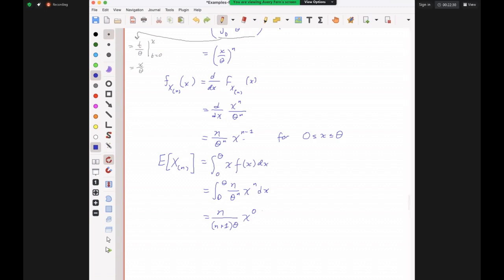Does this make sense? Oh, sorry, I wrote x to the theta. Theta to the n, sorry, n plus 1. And then we can combine like terms here. Oh, sorry, no. This should be theta to the, there we go. And so then we have n over n plus 1 times theta. This is correct.